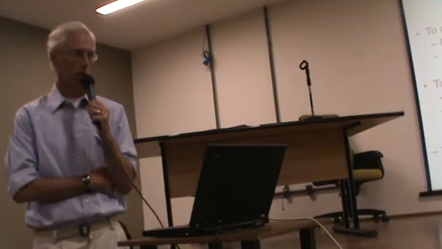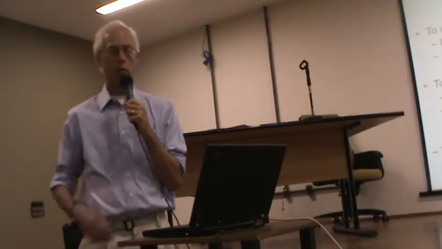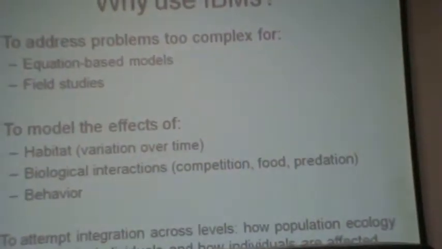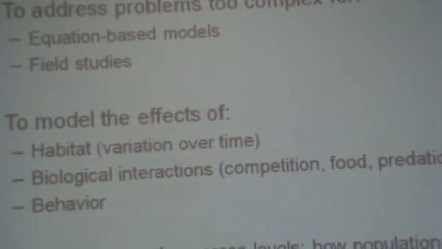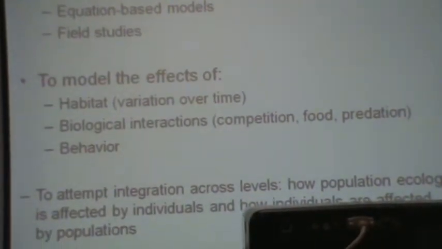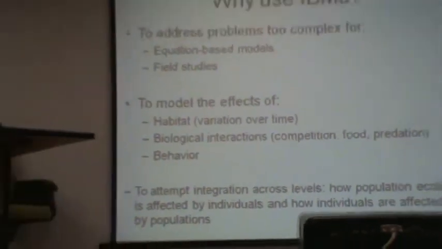So why do we use these individual-based models? First, we use them not only to address problems that are too complex for simpler equation-based models, but also for problems that are too complicated to answer just with field studies. Some of you probably have a lot of experience with field research, and you realize that when you go out and design a field experiment, there are only so many things you can control and vary. There's only so much you can learn from a field experiment, and modeling can be a way to take what you've learned in a limited set of field experiments and try to extend it to conditions that you weren't able to observe in the field.